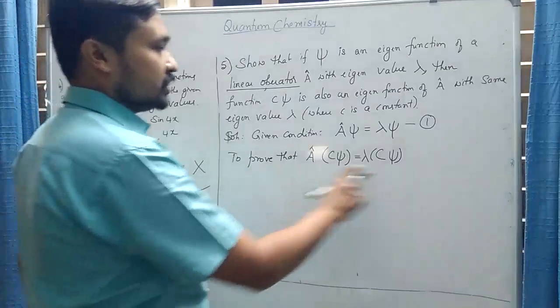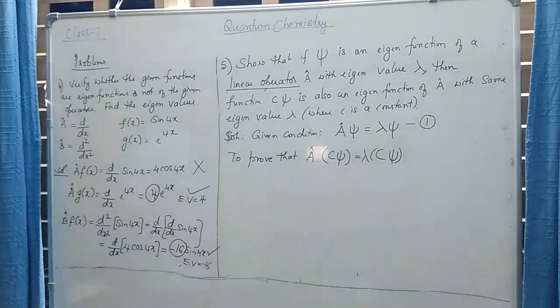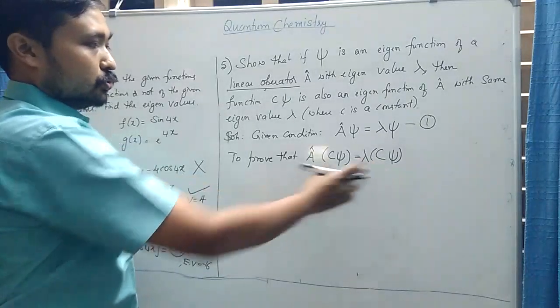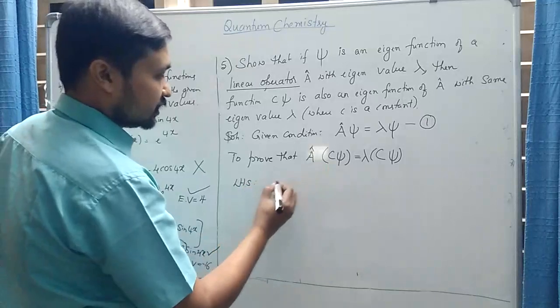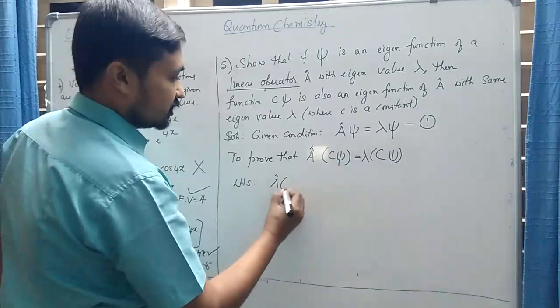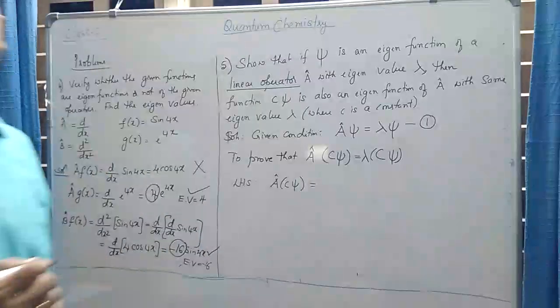So you have to prove this equation, and you are given this information. To prove that this is true, let us start with the LHS. The LHS of this is A of c into psi. What is A of c into psi?